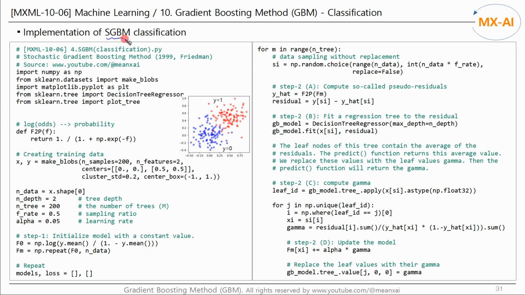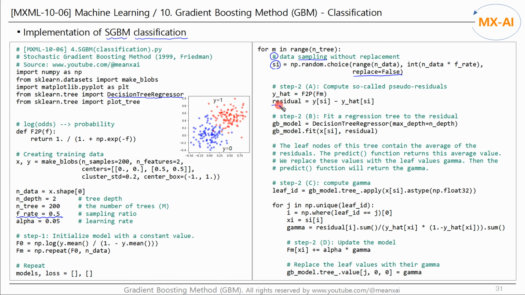This time, let's implement SGBM classification. We will also use the DecisionTreeRegressor. This is very similar to the previous code. So, let's take a quick look at the changes. Sample the data at each iteration. The sampling rate is set to 50%. The subset size is smaller than the training data size, and the sampling is performed without replacement.